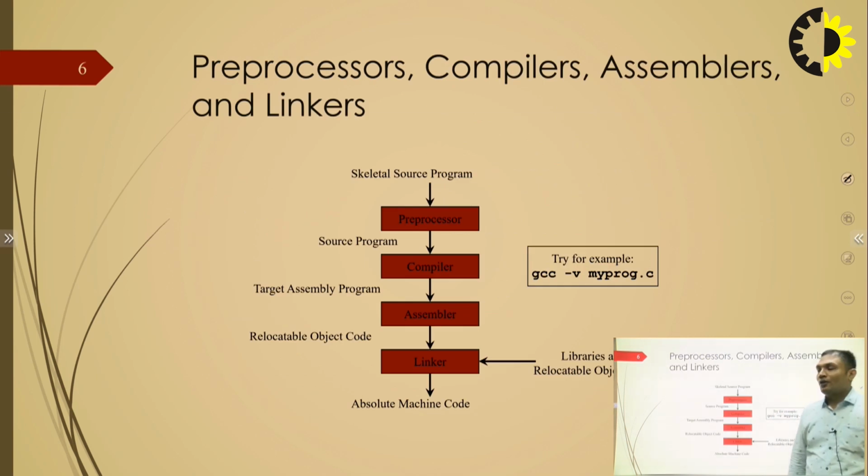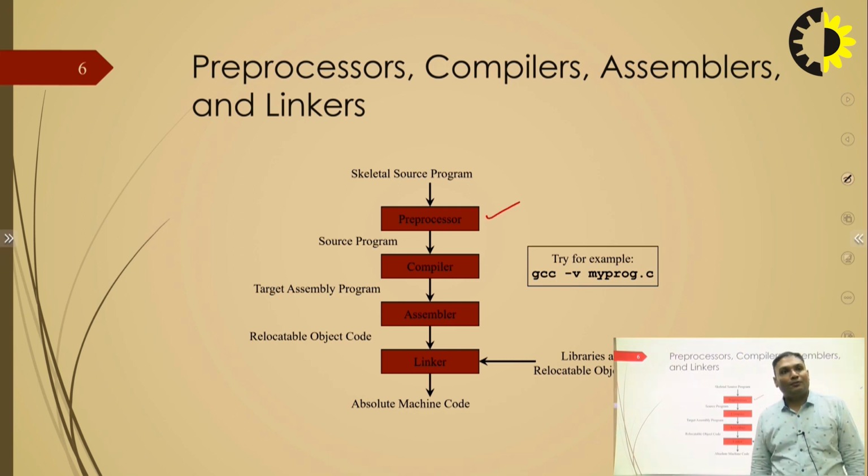Now let's see what is preprocessor, compilers, assemblers and linkers. So generally compiler doesn't take the source program directly. First it goes through the preprocessor. So preprocessor makes a program that can be read by the compiler. So some preprocessing is done with the help of the preprocessor, and then after preprocessing, the source program is given as an input to the compiler.